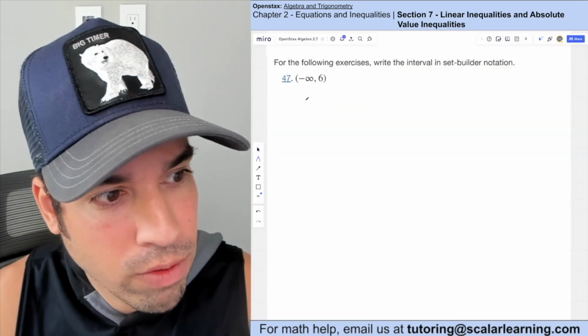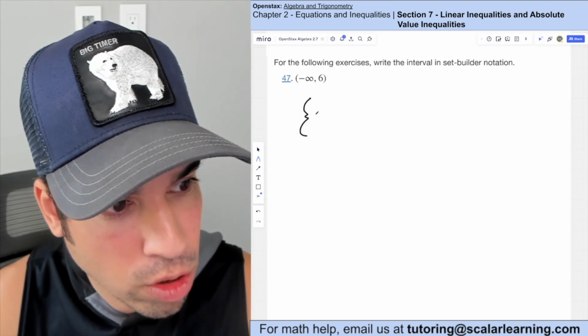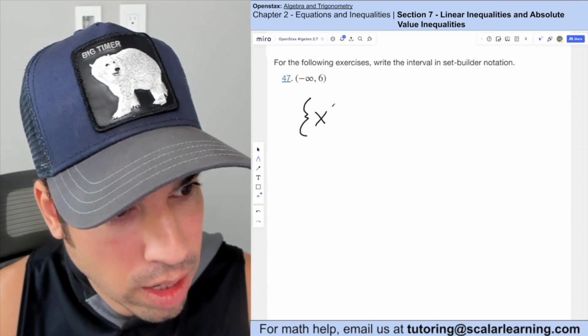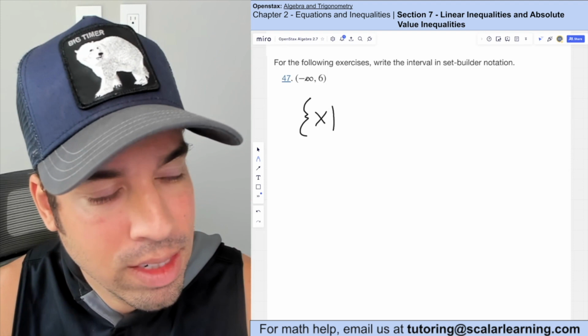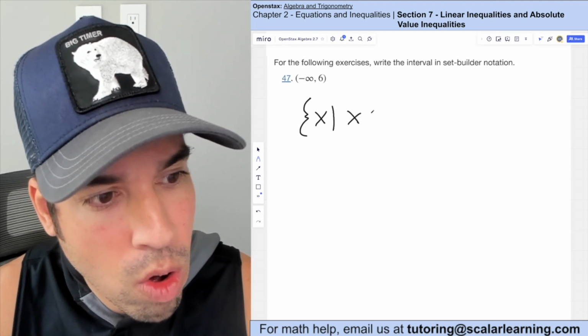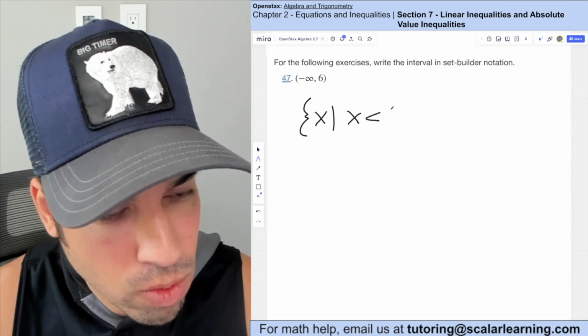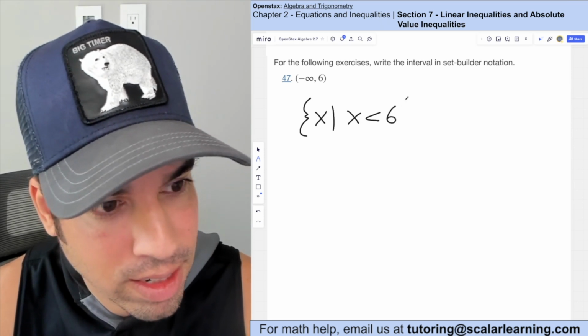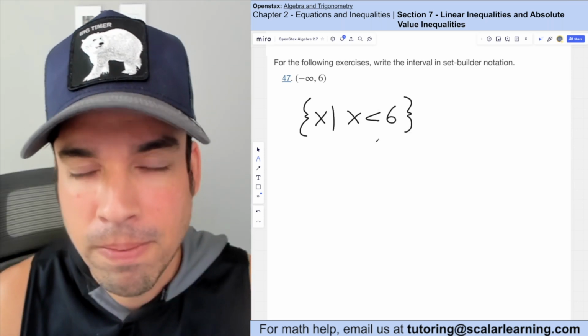So this one we want to convert to set builder notation. So we start with these squigglies and we say x is the variable. And this is everything from -infinity up to 6, meaning this is all values of x where x is less than 6. That's how you convert it, done.